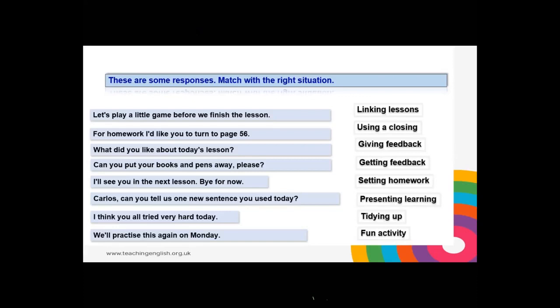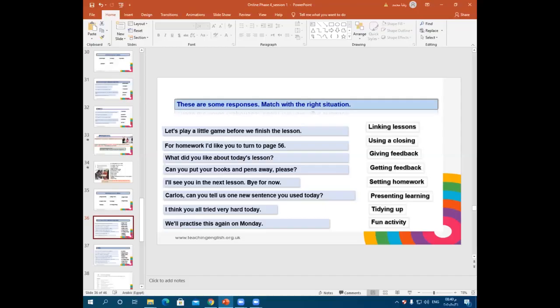Okay, so let's try to match the right situations. Here we have situations and we have approaches. Try to think which approach is going with each activity. Okay, I'll give you 2 minutes and please raise your hand. So do you finish the matching? Do you finish that?